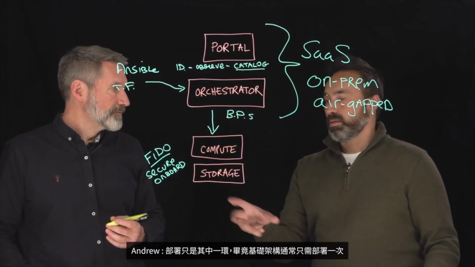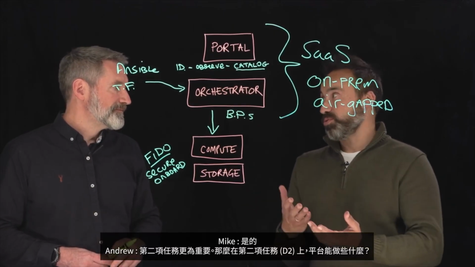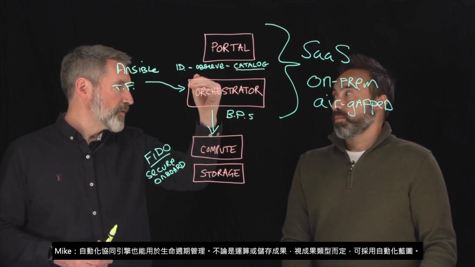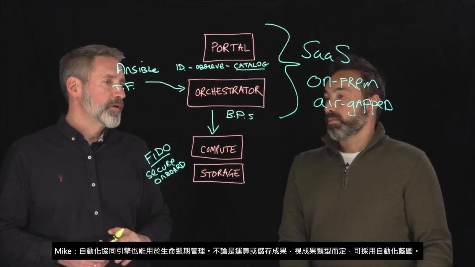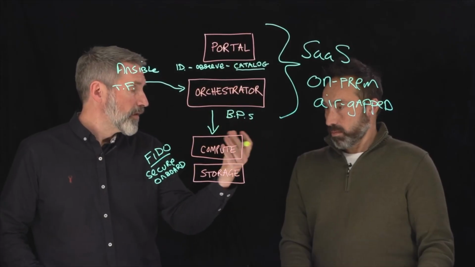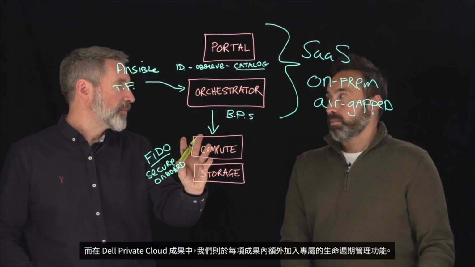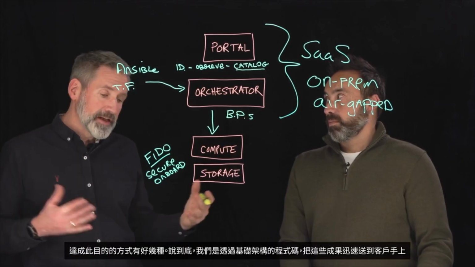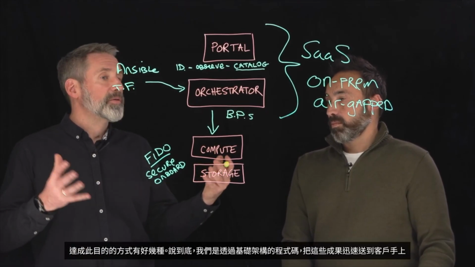Deployment is one thing, but I only deploy some infrastructure once. Yeah. Day 2 is more important. What can it do about day 2? So the orchestrator can also be used to lifecycle manage the outcomes, whether it's the compute or the storage. Depending on the outcome, that could be an automated blueprint, or in the Dell Private Cloud outcomes, we actually add a capability within each outcome to do the lifecycle management of that outcome as well. So there's a couple of different ways to do this. At the end of the day, we're using infrastructure as code as the final way of getting this into our customers' hands quickly.